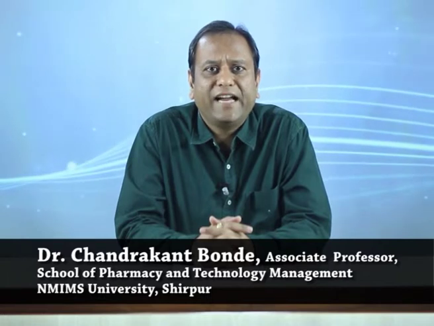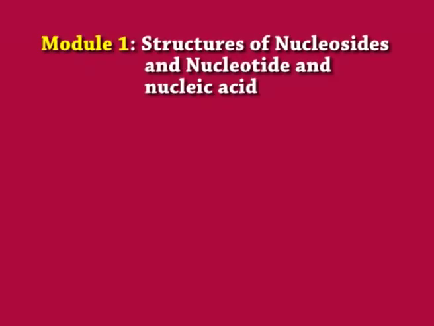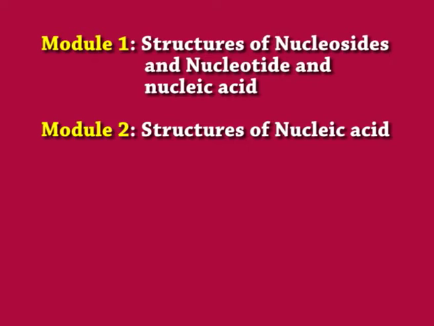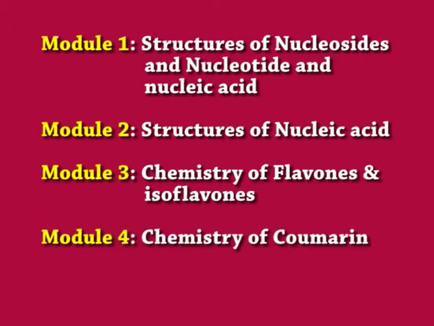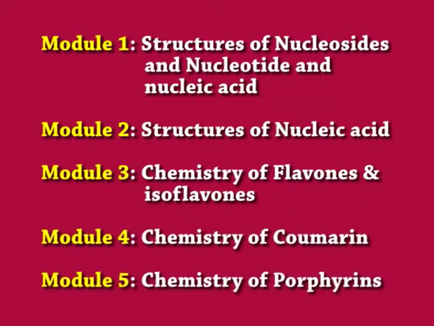Today, we will discuss the structure of nucleosides and nucleotides, structure of nucleic acids, flavons and isoflavons, coumarins and porphyrins. This lecture is divided into 5 modules. Module 1 contains structure of nucleosides and nucleotides along with nucleic acid. Module 2 contains structure of nucleic acid. Module 3 contains chemistry of flavons and isoflavons. Module 4 contains chemistry of coumarin and Module 5 contains chemistry of porphyrins.